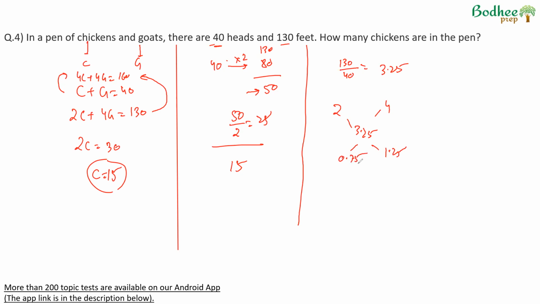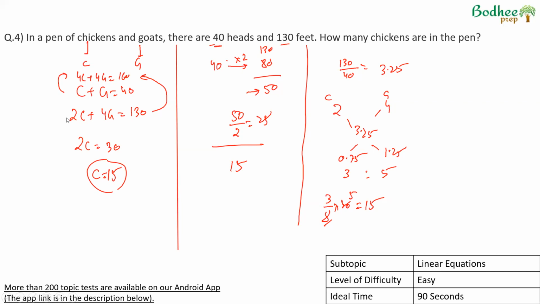Dividing by 0.25, we get 3:5 is the ratio of the number of chickens to goats. 3/8 of 40 will be 15, and that could be my answer. Each of the three ways will not take more than, I think, 90 seconds, no matter how you're doing it. Easy question.